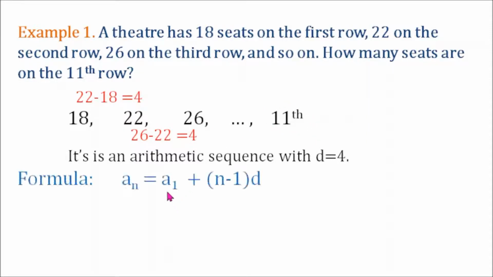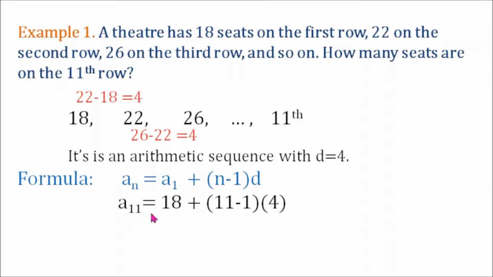So this is our formula. A sub n equals a sub 1 plus the quantity n minus 1 times d. Our a sub 1 is 18, our n is 11, our common difference d is 4. Plugging those values into our formula, we get this.